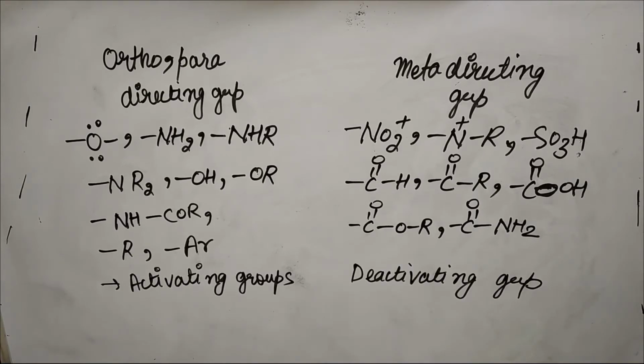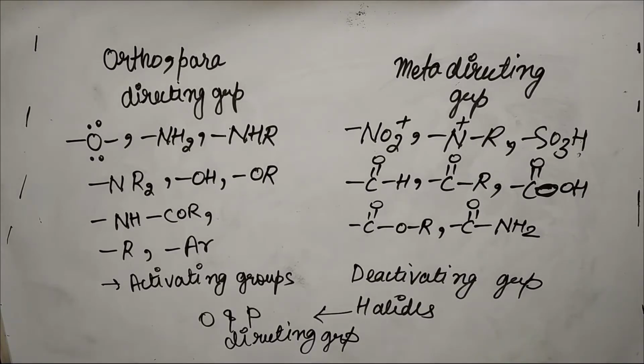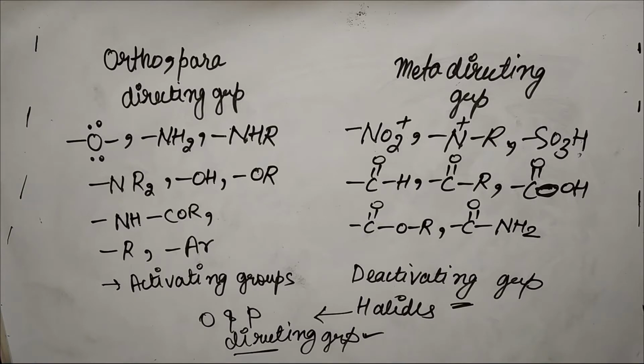The ortho-para-directing groups are known as activating groups, and the meta-directing groups are known as deactivating groups. This is the exceptional case: the halides or halogen derivatives behave differently. They are deactivating groups, but they are ortho-para-directing. It means in the presence of a halide, the ortho and para products will be obtained, although halides are deactivating groups. So halogens or halides are the exceptional case.